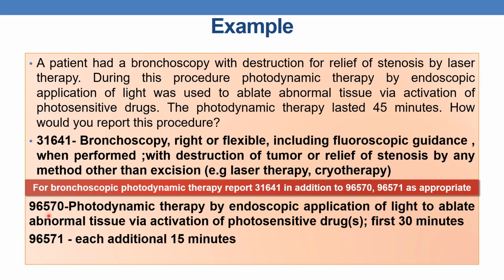So first CPT is given for first 30 minutes, 96570. That is nothing but photodynamic therapy by endoscopic application of light to ablate abnormal tissue via activation of photosensitive drug. First 30 minutes. Additionally, 15 minutes are more. So because the photodynamic therapy lasted for 45 minutes, 30 plus 15, for additional 15 minutes, you report 1 unit of 96571.